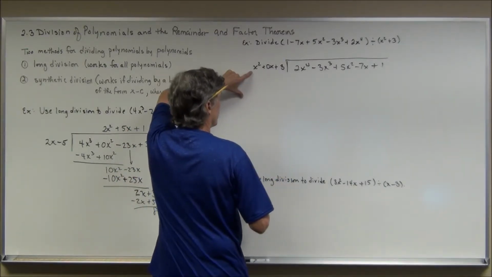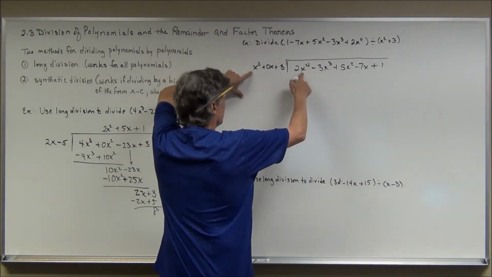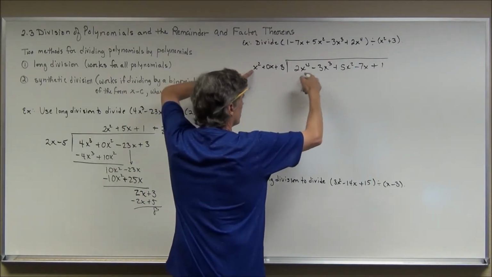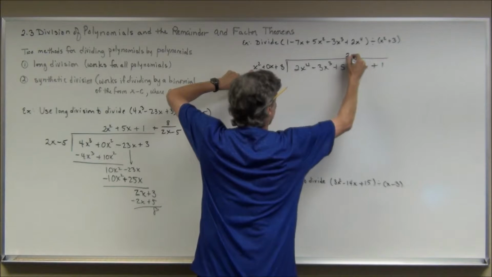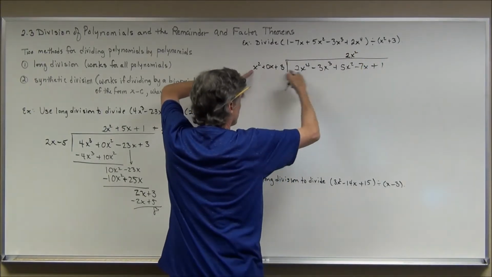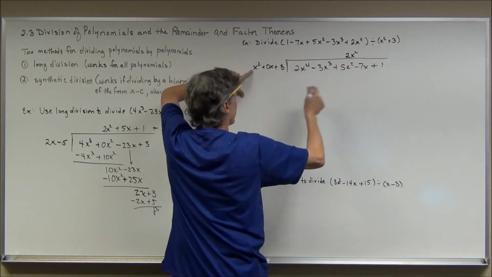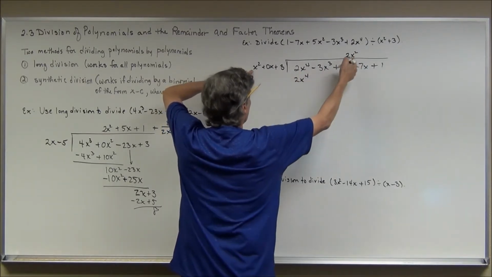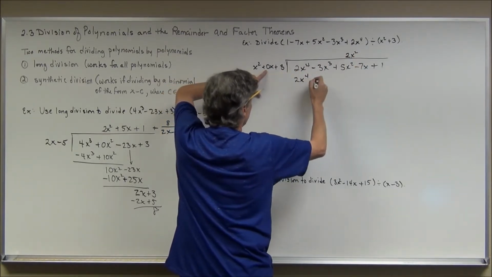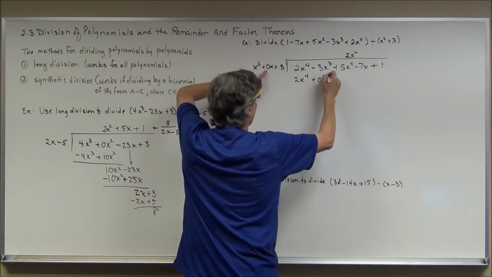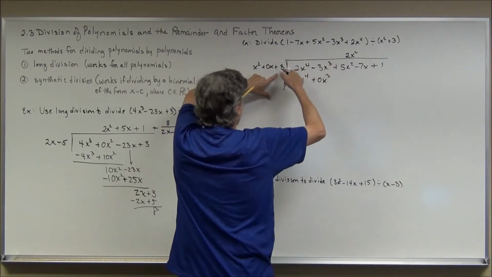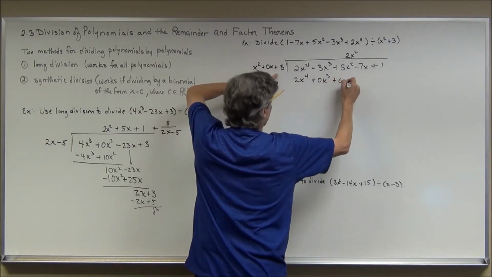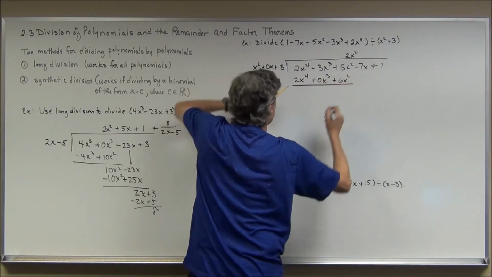What times x squared gives me 2x to the fourth? Well, that would be 2x squared. So I'm going to put the 2x squared here, lining up my like terms, and then I multiply, stack underneath, and subtract and all that. 2x squared times x squared is 2x to the fourth. 2x squared times 0x would be 0x to the third, it's a 0. And then 2x squared times a plus 3, that's going to be a plus 6x squared. And I'm ready to subtract.